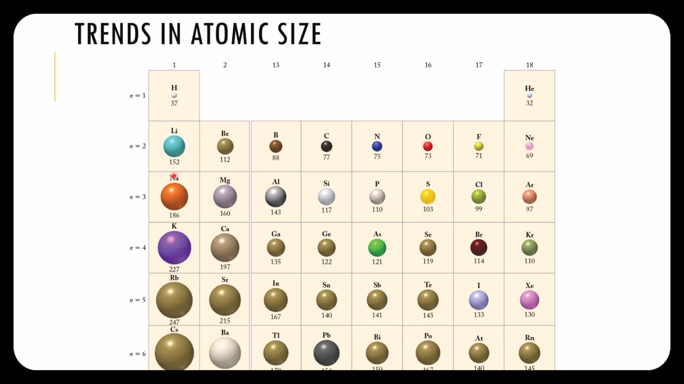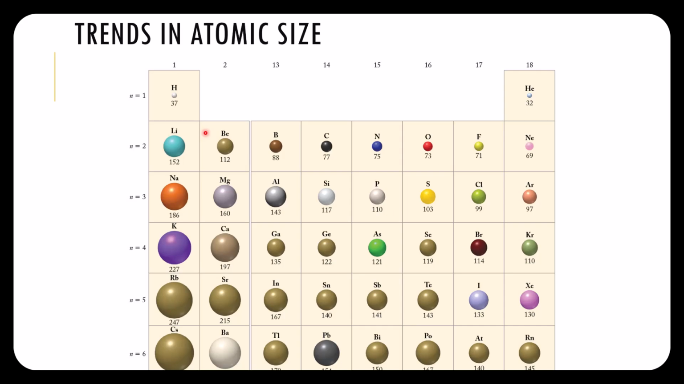So as we move down the periodic table, remember we're stacking these orbitals one on top of the other. So of course an electron in the sixth energy level is going to be much further away from the nucleus than an electron in that first energy level.